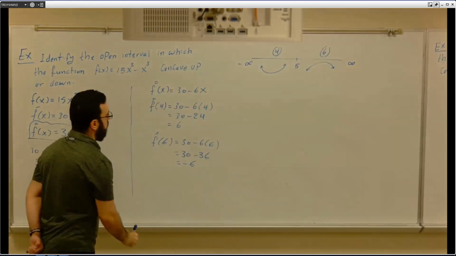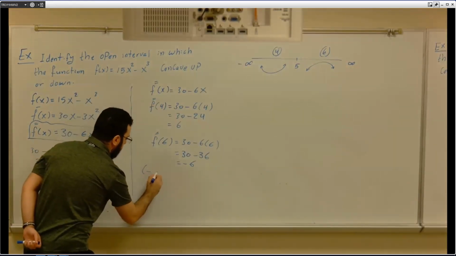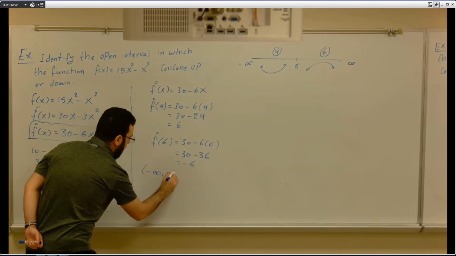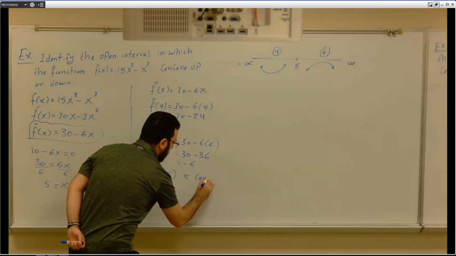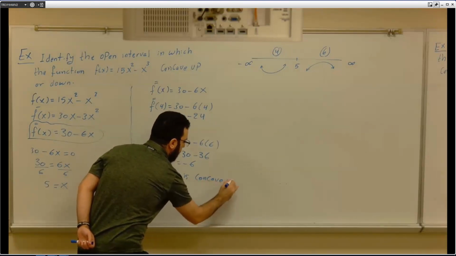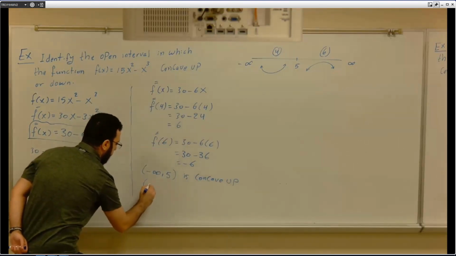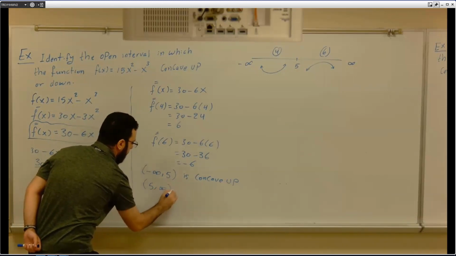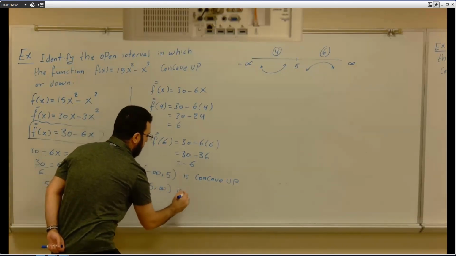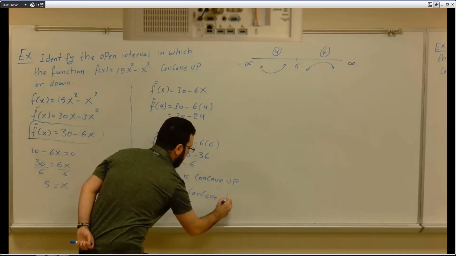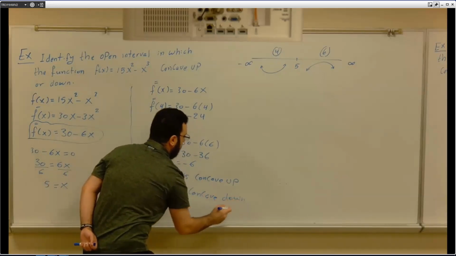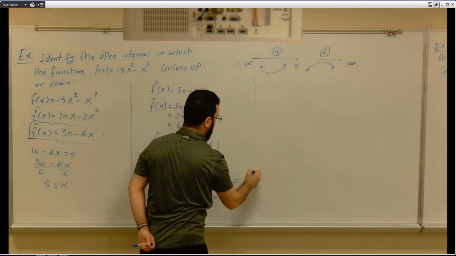We can write down the open intervals. From negative infinity to 5 is concave up. And from 5 to infinity is concave down. So this is only the test.